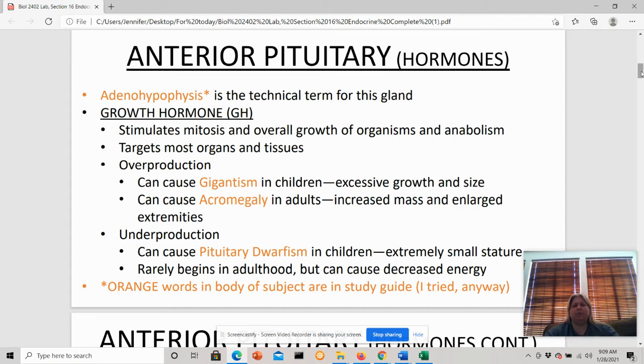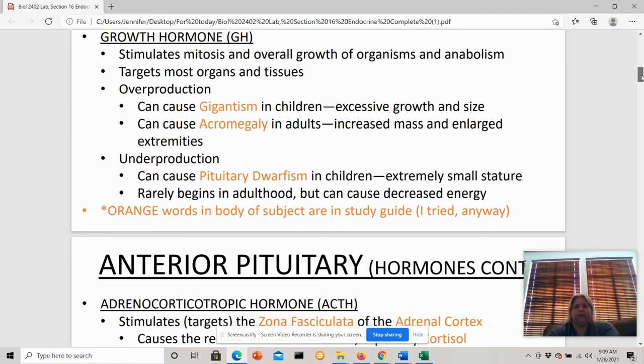In the textbook, at one point, there was actually a picture of an individual, and it showed her as she aged in the progression of the disease and how it affected her face. Underproduction of growth hormone can cause pituitary dwarfism in children, which is going to lead to extremely small stature. And then this rarely begins in adulthood, but it can cause a decrease in energy.